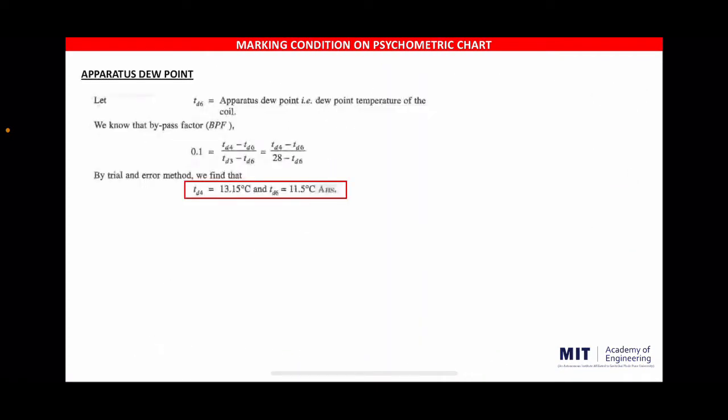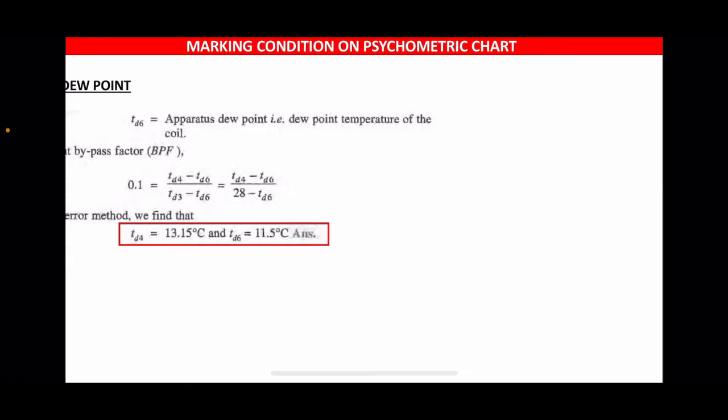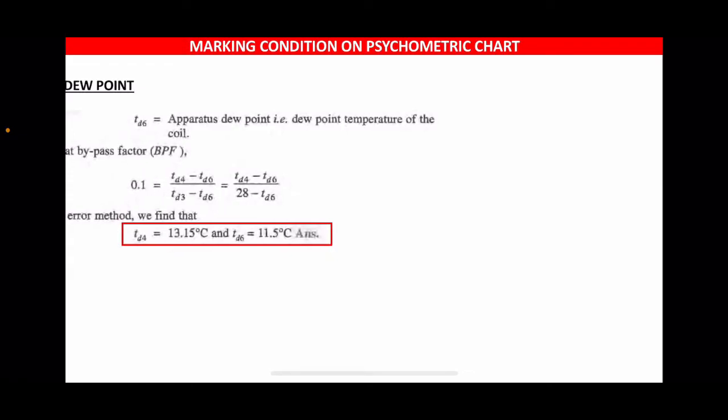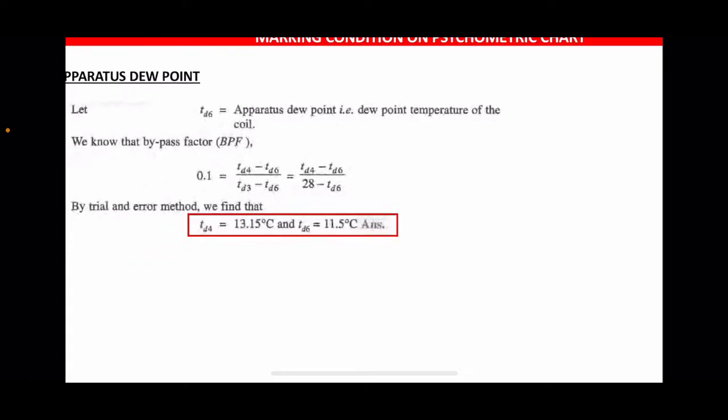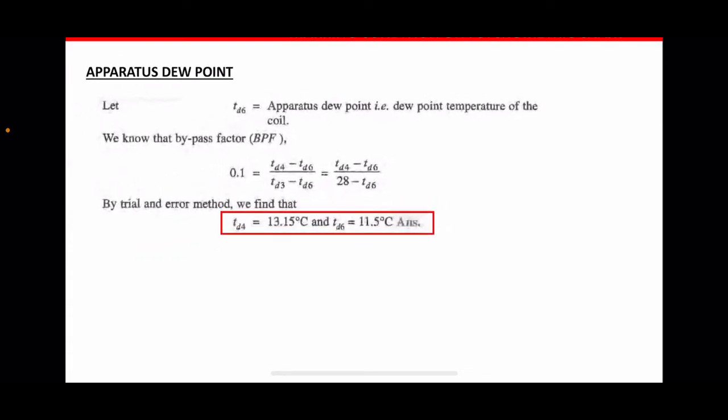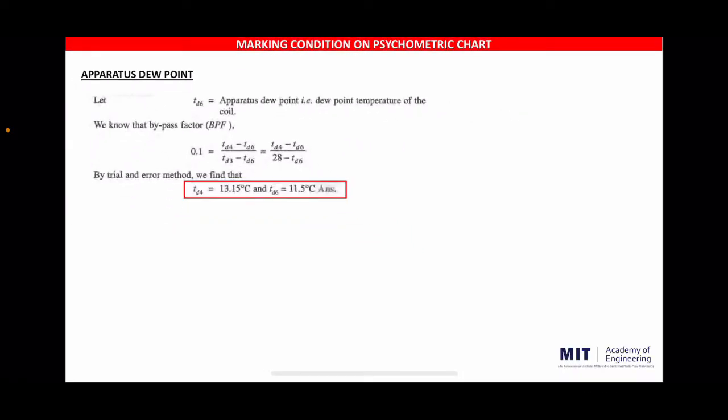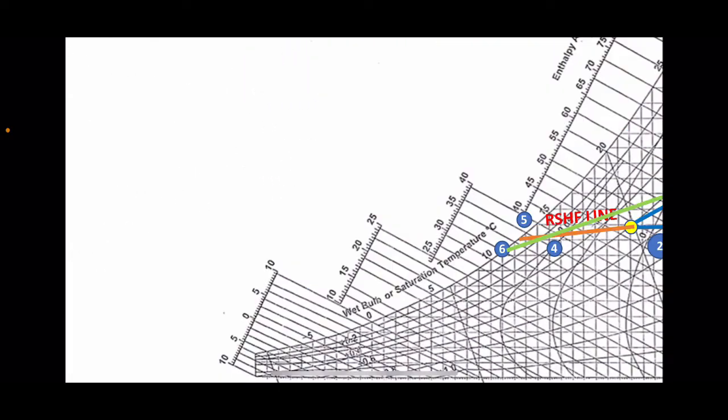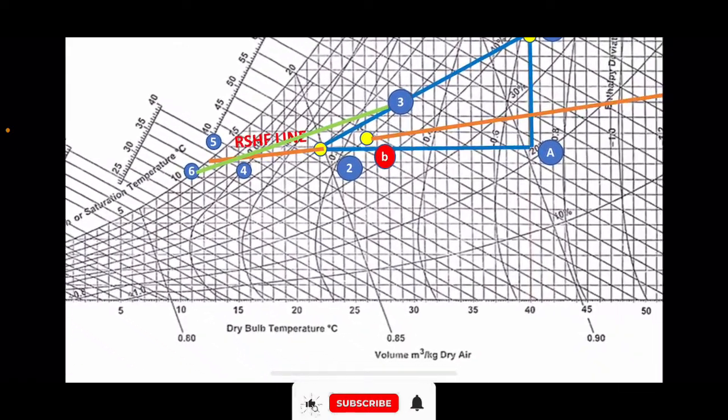For calculating the apparatus dew point temperature, we will get the dew point temperatures of the various points. As mentioned in the question, two-thirds of the air will be recirculated, and the bypass factor was also given. Depending on that, we have to divide that line into parts and we will get the dew point temperature at various points. By the trial and error method, we are getting the dew point temperature at point 4 as 13.15 and at point number 6 as 11.5 degrees Celsius. So we will plot them on the graph as point number 5 and 4.